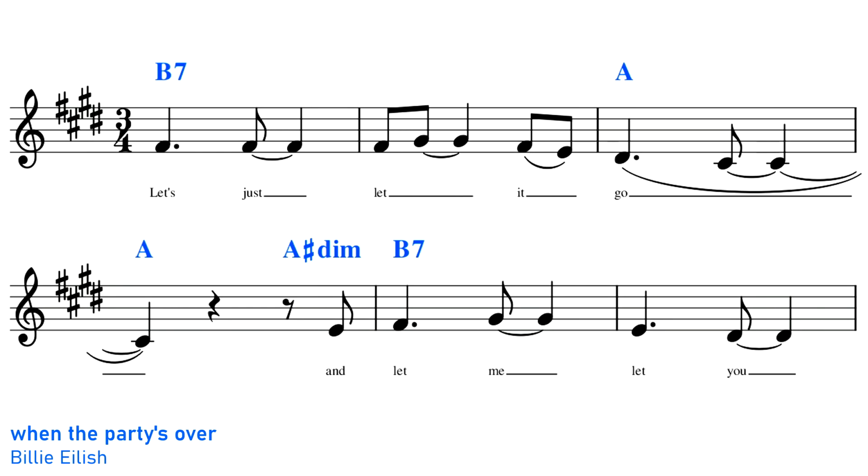As we've seen in many of the examples so far, diminished chords are great for moving us from one chord to another, almost like a harmonic glue that sticks the chord progression together. And even if used briefly, even if used in passing, a diminished chord can really lend a cohesion to a chord progression. For example, during the bridge of When the Party's Over by Billie Eilish, this brief A-sharp diminished chord guides us up from the 4th chord of the key A to the 5th chord, B.